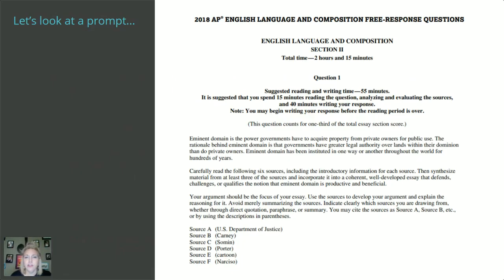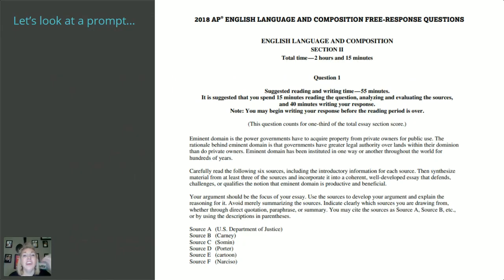This is going to be the first page of your free response section. It'll tell you total time, 2 hours and 15 minutes, because that is your 3 essays of 40 minutes and your 15 minutes of reading time. And then it'll say suggested reading and writing time, 55 minutes.